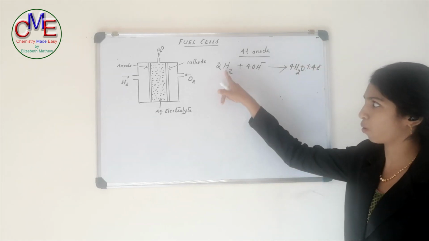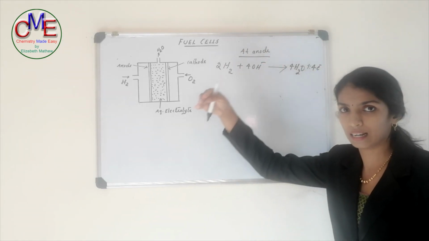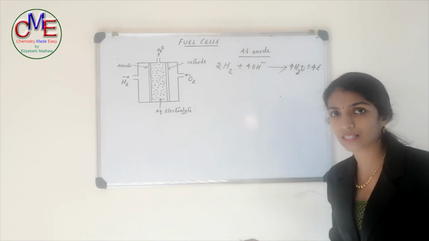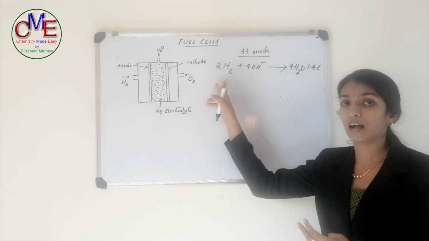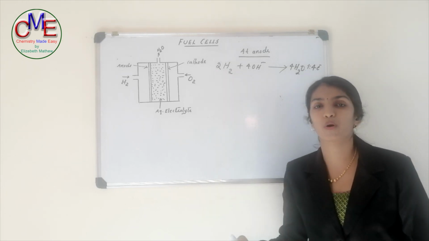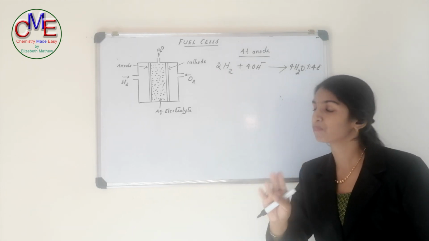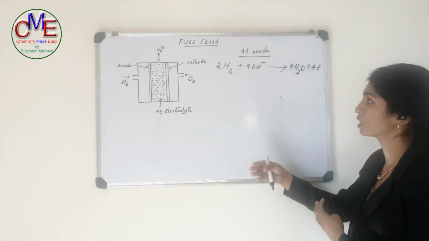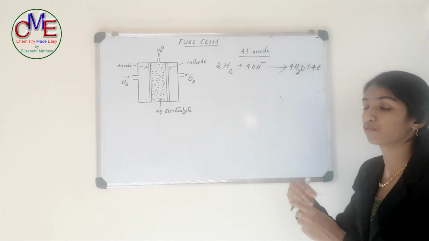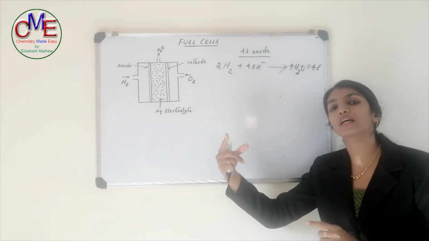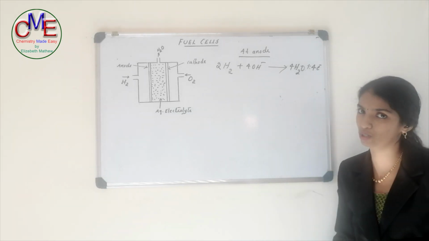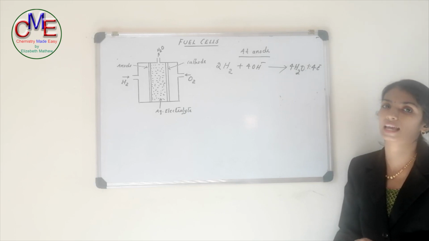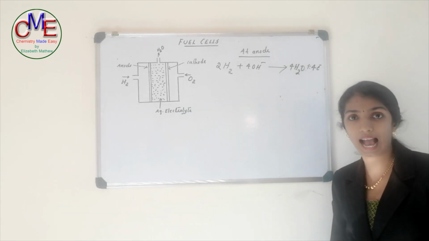Here the oxidation occurs at the anode. At the anode we have hydrogen gas, and this hydrogen gas loses electrons. Here we are taking two hydrogen molecules, which means four hydrogen atoms. These four hydrogen atoms lose four electrons, producing 4H+, and that 4H+ combines with this 4OH-, and we will get 4H2O. Is it clear? This is the chemical reaction which occurs at the anode.